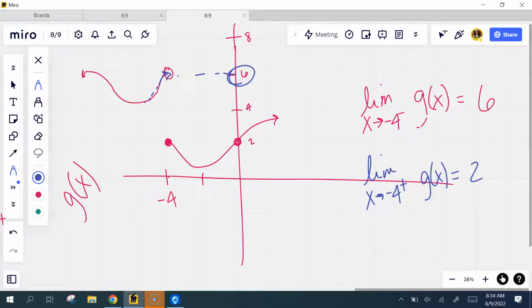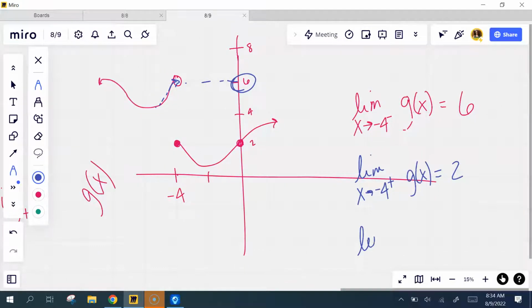Other questions about that? How about, I think I just jumped through that way too soon. How about the limit as x approaches -4? What if you just had, what's the limit as x approaches -4?